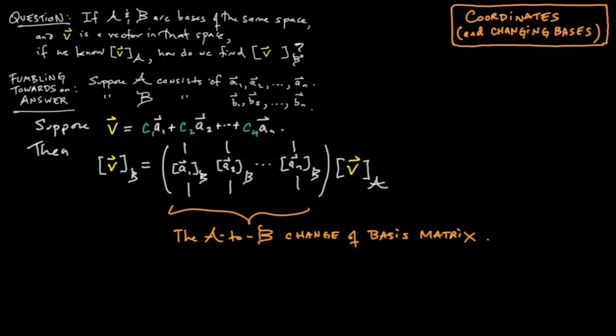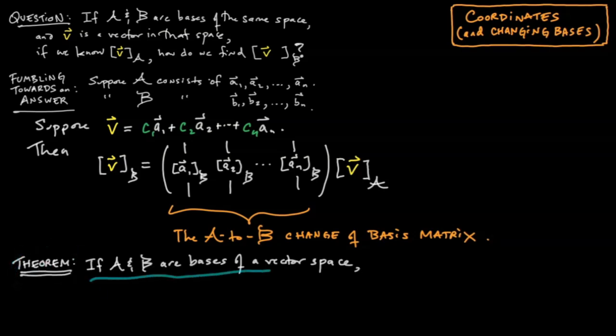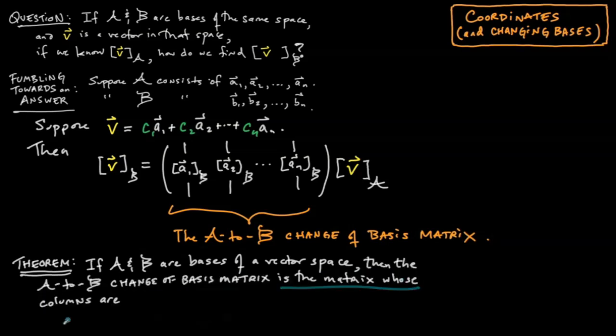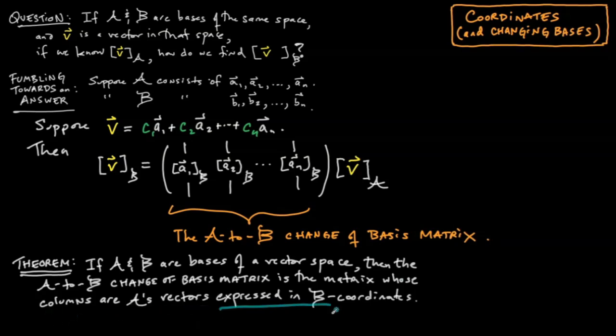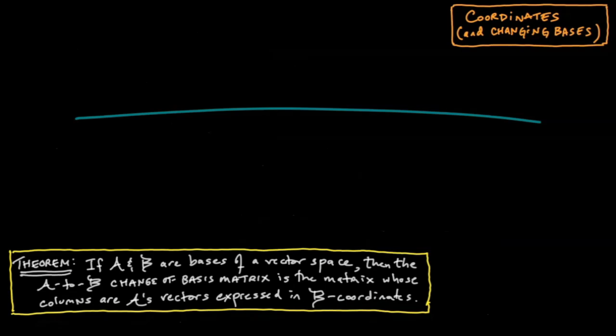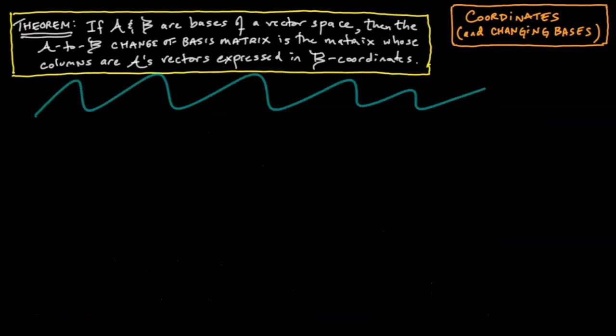And that is the takeaway here. We have established the following theorem. If A and B are bases of a vector space, then the A to B change of basis matrix is the matrix whose columns are basis A's vectors expressed in basis B's coordinates. Let's box up our hard-won spoils of war, clean up the battlefield, and bring home our treasure.